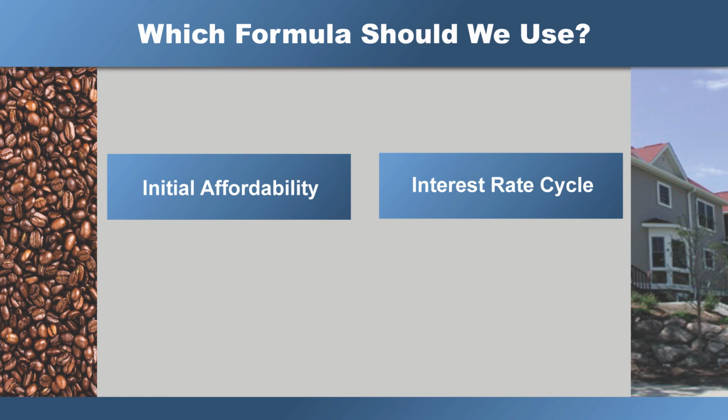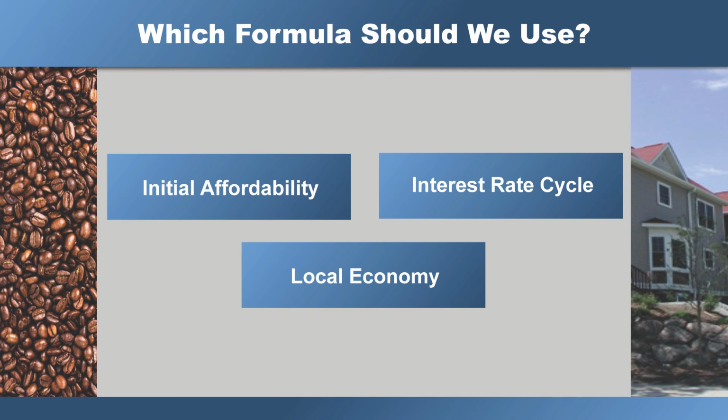Next, we should consider where we are in the interest rate cycle. Right now we're at historic lows, so to buffer against this, we should consider a more conservative formula. And where is our economy in terms of wages, housing costs, and interest rates? Now we'll take a look at these different formulas from three different market perspectives.